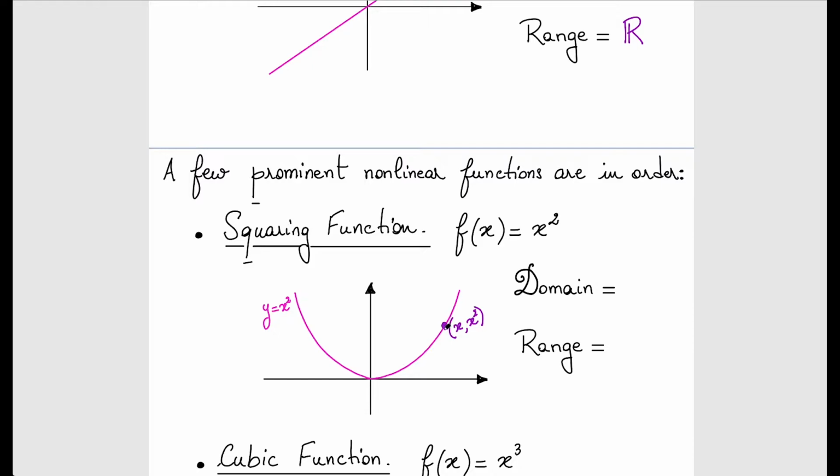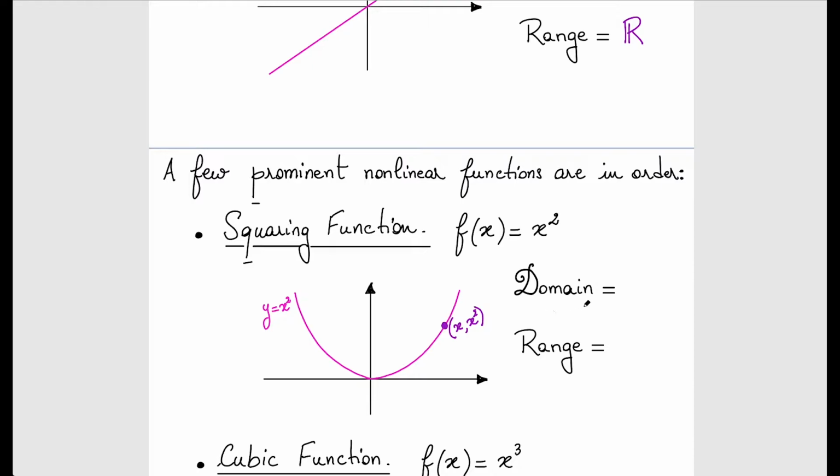For example, 2 comma 4 is a point on this graph, right? 10 comma 100 is another point on the graph. So you see that the y coordinate blows up very fast, right? Even if you input negative 10, the output is still the square of negative 10, which is 100. So you're still getting a large positive quantity if you input a large negative quantity.